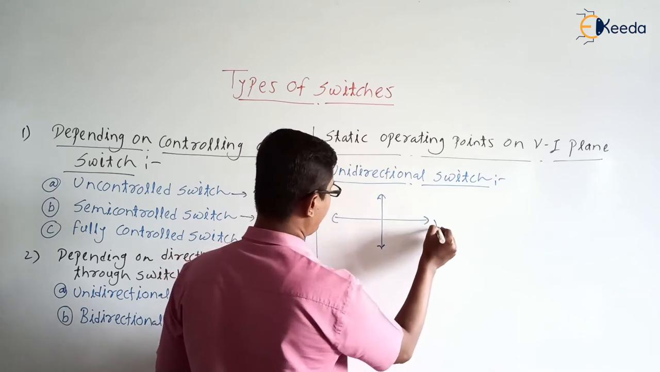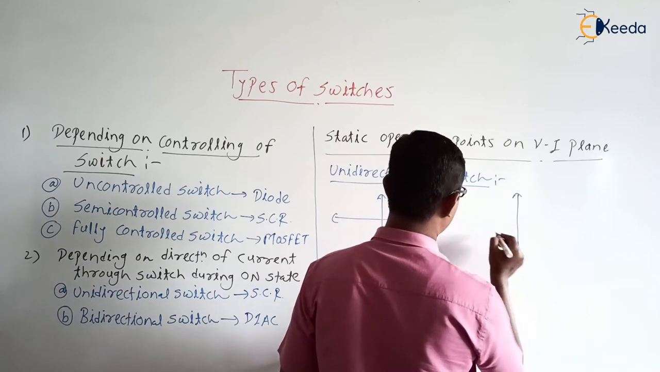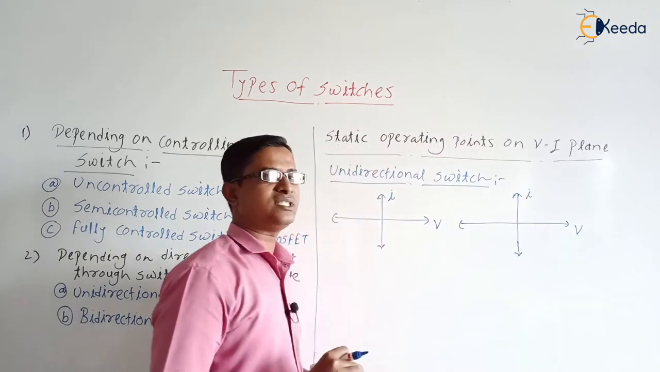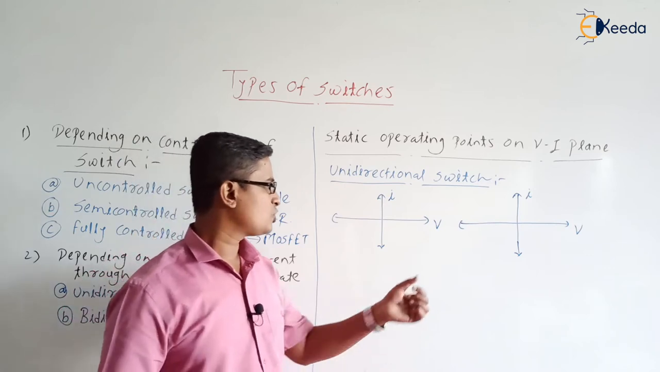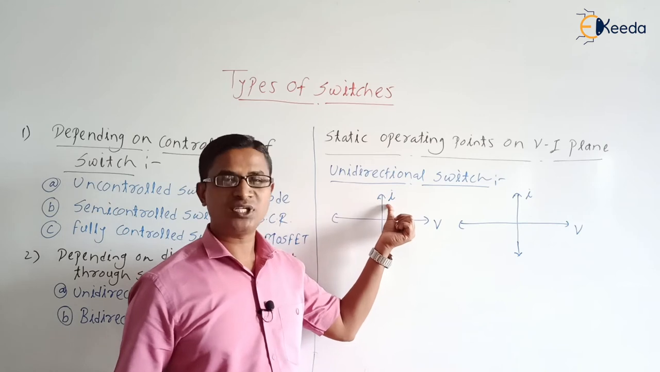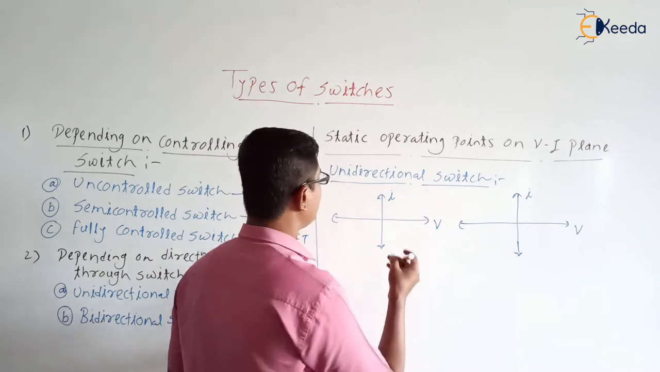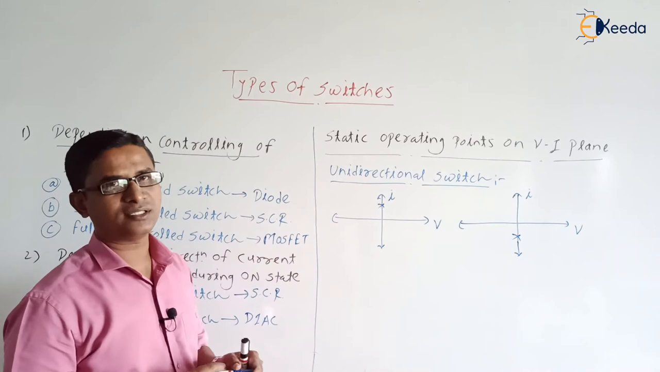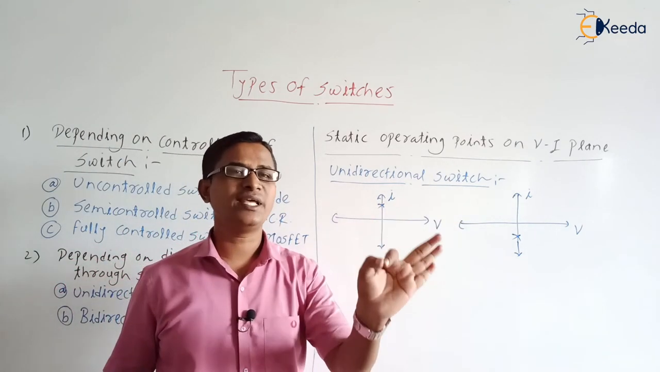As we know, during the unidirectional switch and bidirectional switch operation, the switch is in the on state only. So when the switch is in the on state, what is the voltage across the switch? Voltage across the switch is zero. So the operating point will either lie on the positive I axis or negative I axis. Are you getting the point? So here the static operating point is either here or here. These two indicate the static operating points for a unidirectional switch.